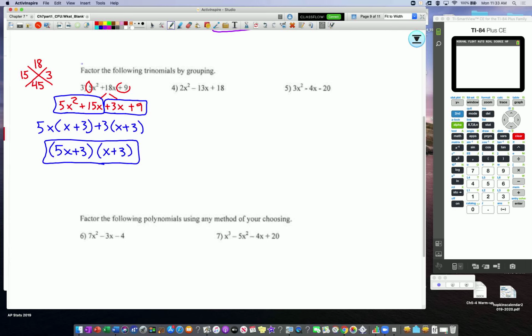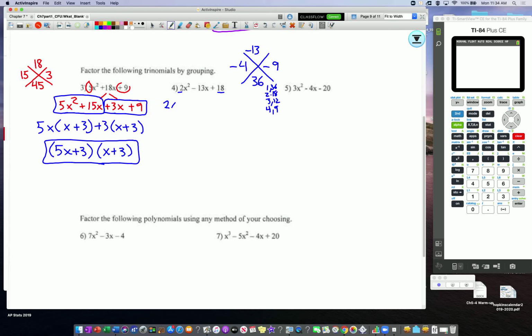All right, let's do the second one. So I do the crisscross. Multiply the first and last term together. 2 and 18 make 36. Multiples of 36 that add up to minus 13. Ooh, so both of these factors have to be negative. So let's see, 1 and 36, that's 37. 2 and 18, that's 20. 3 and 12, that's 15. 4 and 9, ooh, there we go, minus 4 and minus 9.